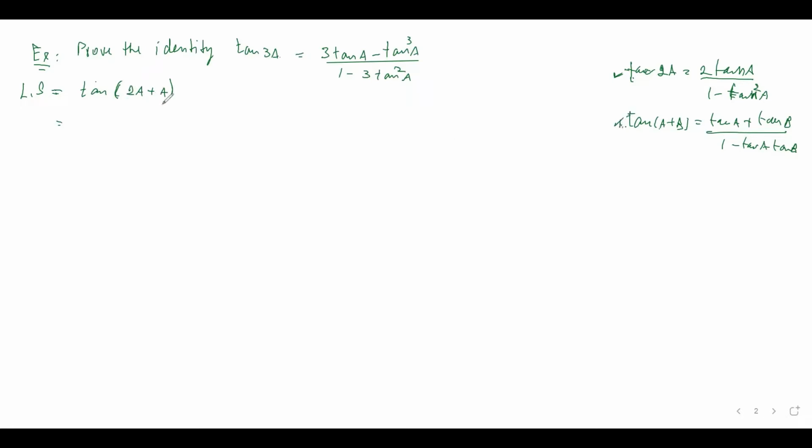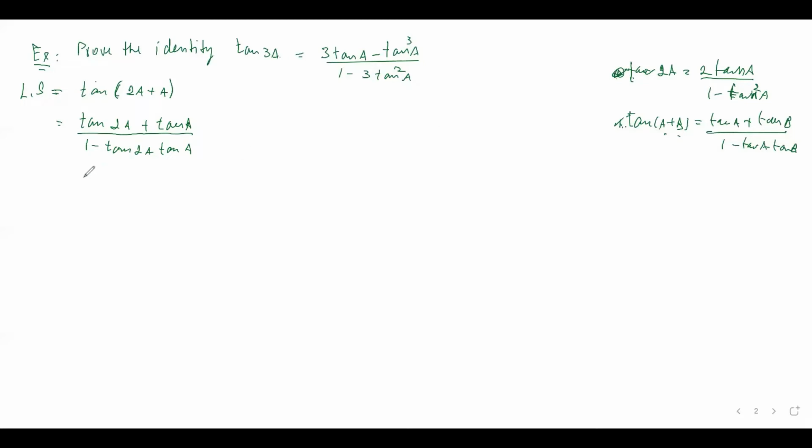So this 2A is like A here and B is like A here. So it becomes (tan 2A + tan A) over 1 minus tan A times tan 2A. Here we have tan 2A, and this one tan A times tan A. After this, we have this tan 2A, and at the bottom here tan 2A, so I will use the formula now.